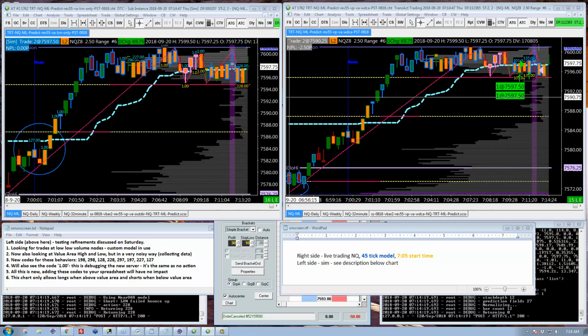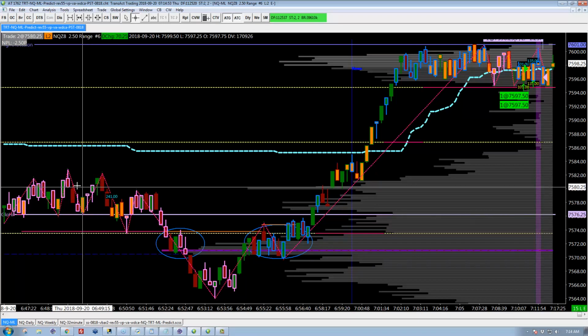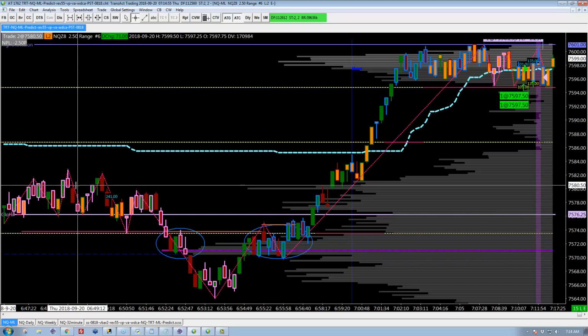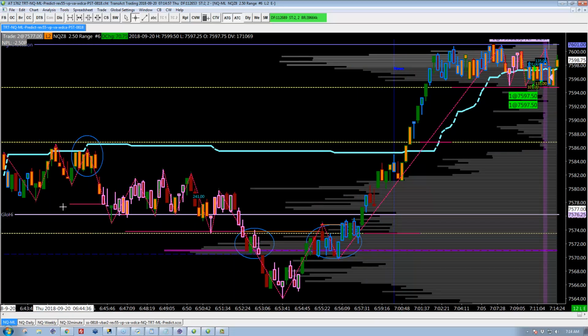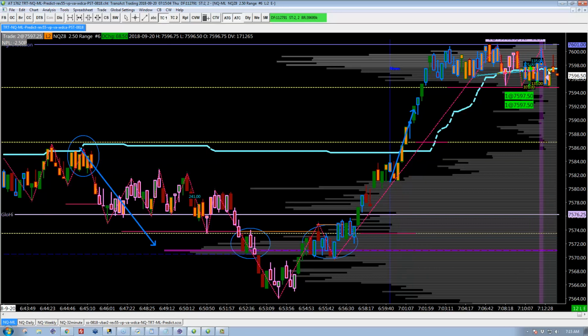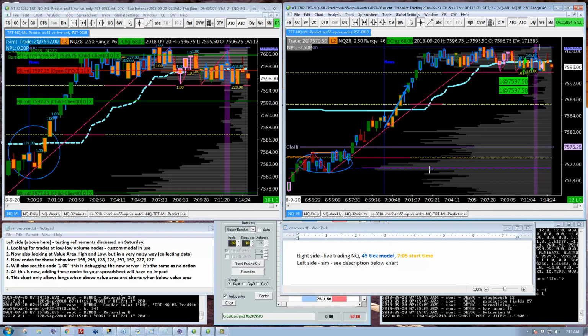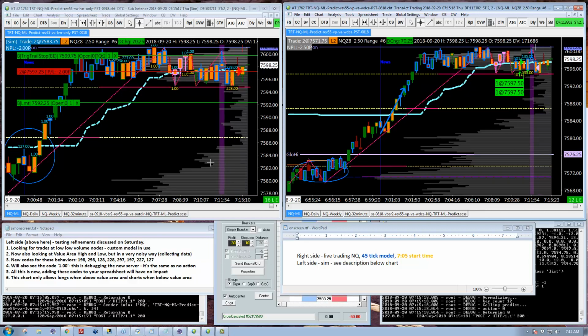Actually, that's a good point. We actually have all three cases here where you bounce off the edge, or you blow through it, or here you get up and you start building volume. NQ holder placed. Okay, so the sim went short here.